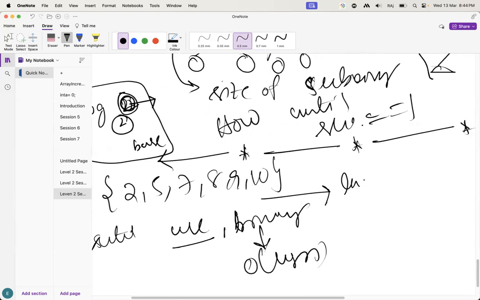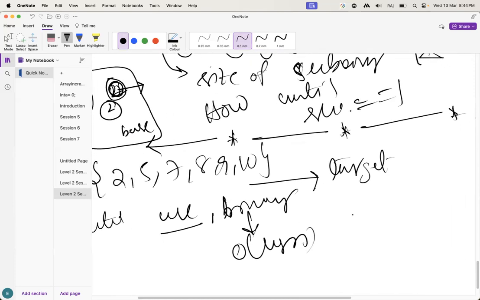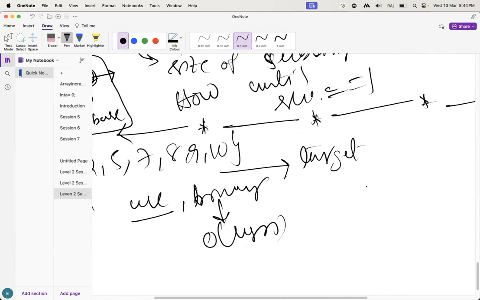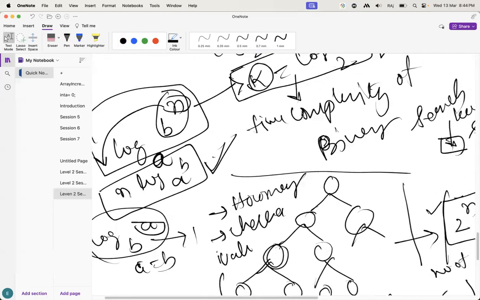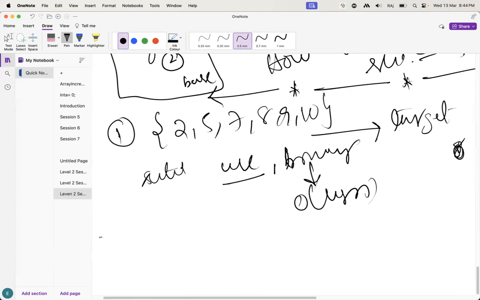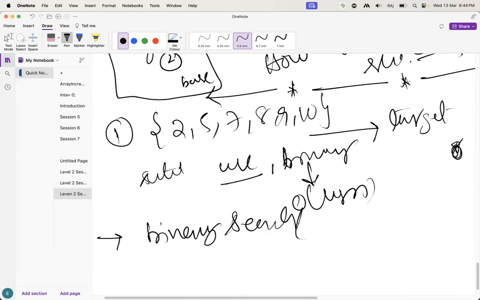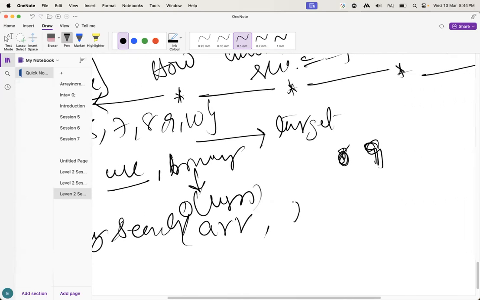I want to get the index of the given target. Let's suppose I have given a target of 9. How to implement, guys? The same implementation only, right? We are just calling that. Let's suppose that is the binary search method. We are going to call that method with the array and the target.